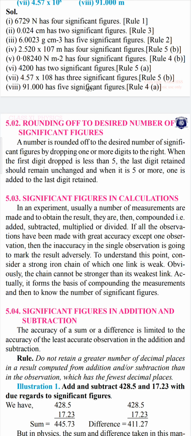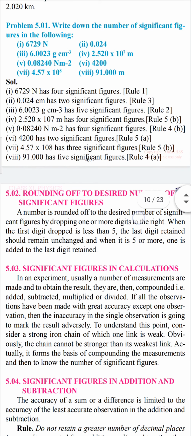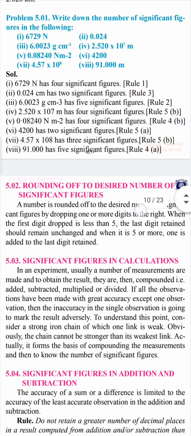5.02 Rounding off to desired number of significant figures. A number is rounded off to the desired number of significant figures by dropping 1 or more digits to the right. When the first digit dropped is less than 5, the last digit retained should remain unchanged, and when it is 5 or more, 1 is added to the last digit retained.